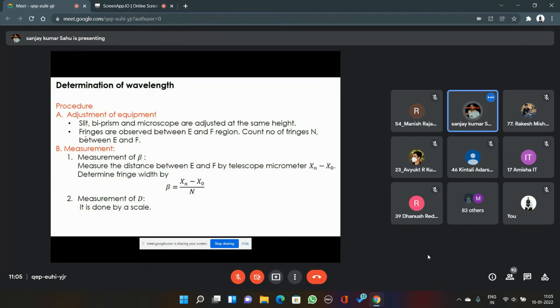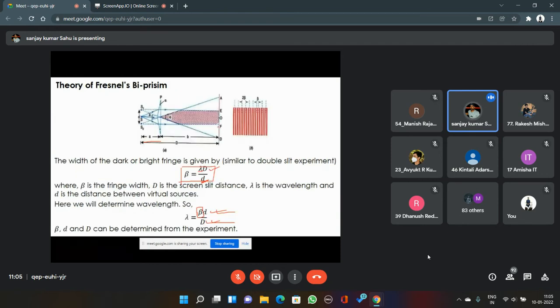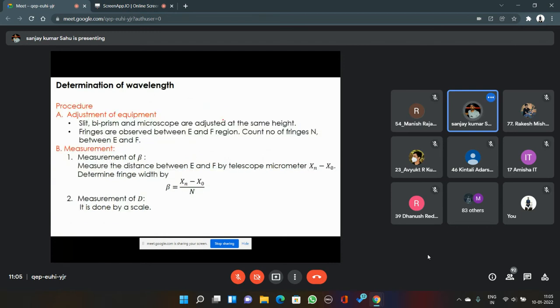Then after that, you observe the fringes from a certain region. Suppose this is overlapping region E and this is overlapping region F. Then from E to F you count the number of fringes. If the distance from E to F over the microscope is xn minus x0, then the fringe width can be written as beta equals xn minus x0 divided by n.